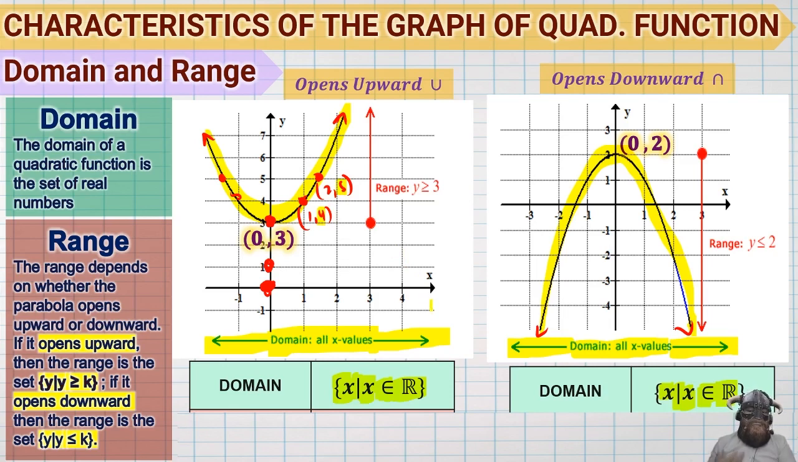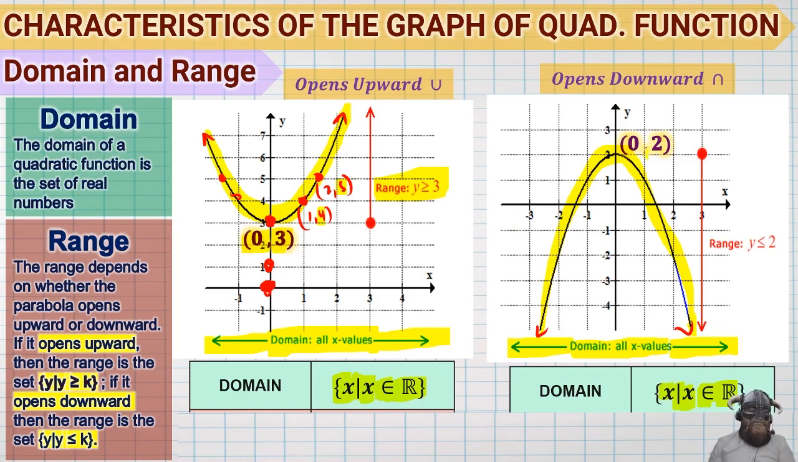So, your range will depend if your parabola is opening upward or downward. So, how will you define the range? As you can see here, range is defined as y is greater than or equal to 3. Kasi nga, from the vertex is 0, 3, then pataas siya. So, greater than or equal kasi kasama dun si 3. Pataas siya. Kaya yung range natin is from positive 3 pataas. Kaya siya greater than or equal to 3.